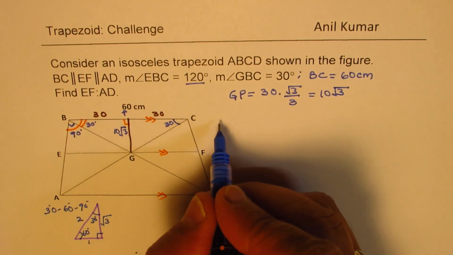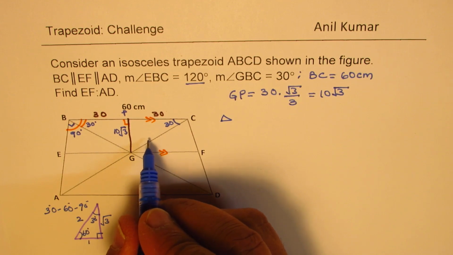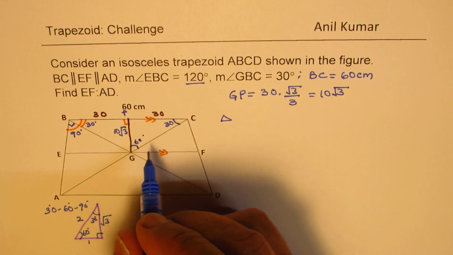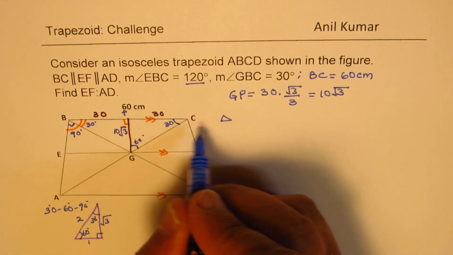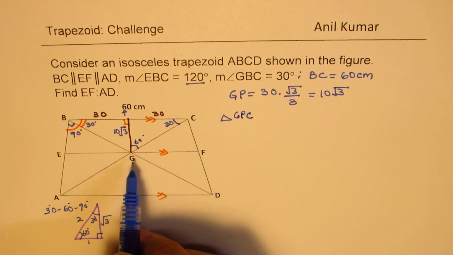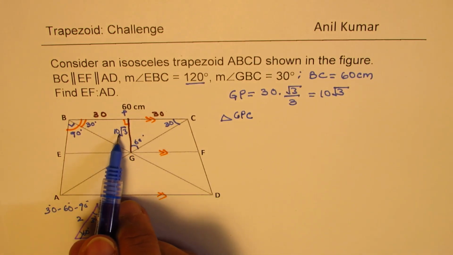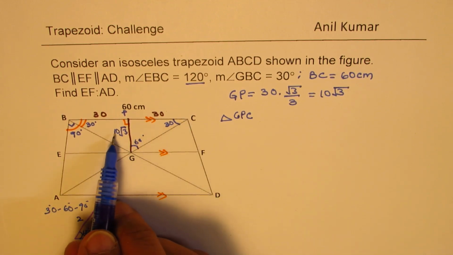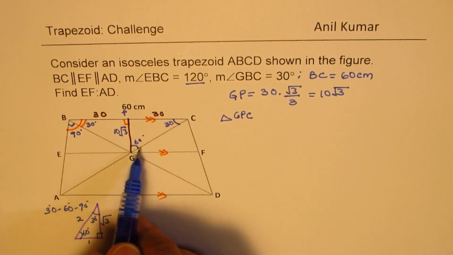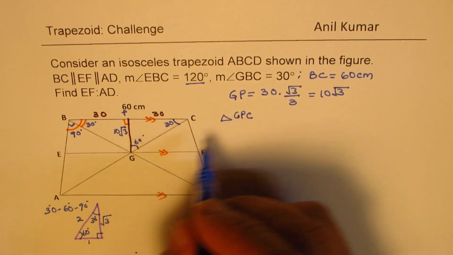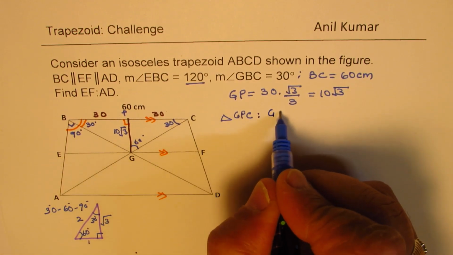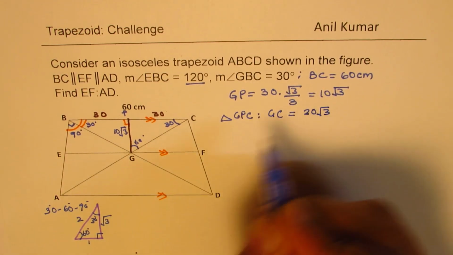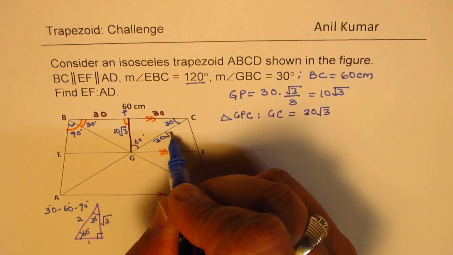Now, if you look into the triangle, which is on the right side now, this is also a 30-60-90 triangle, correct? So in the triangle GPC, we know now this side is 10 square root 3, the other one is 30. The hypotenuse will be twice this side, correct, which is adjacent to 60. So here G to C will be equal to 20 square root 3, right? So that becomes 20 square root 3.